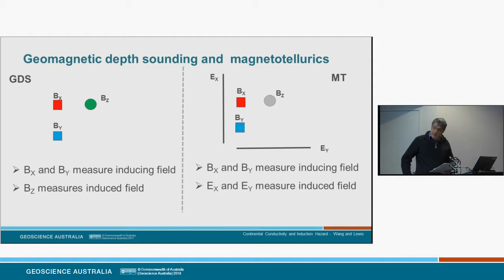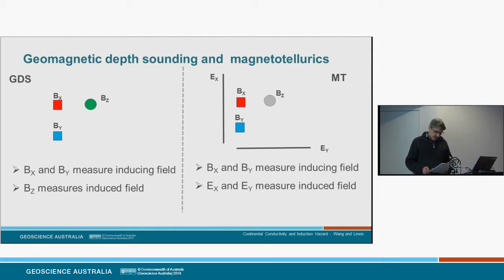And typically those wires are 100 metres or so, and they're connected to the ground with electrodes. And often MT surveys also measure the vertical component of the magnetic field for additional data. So there are pros and cons for each of these methods.